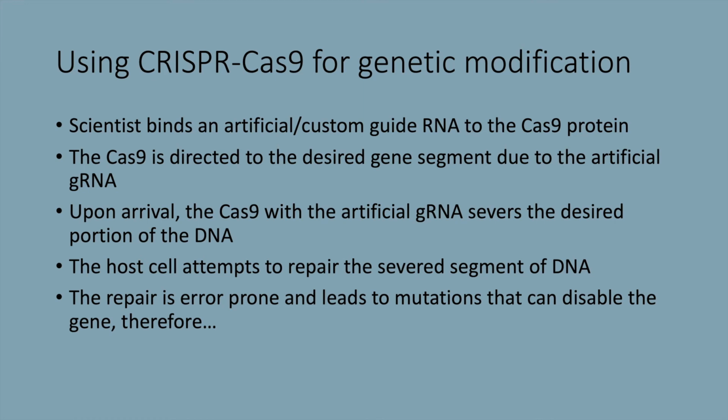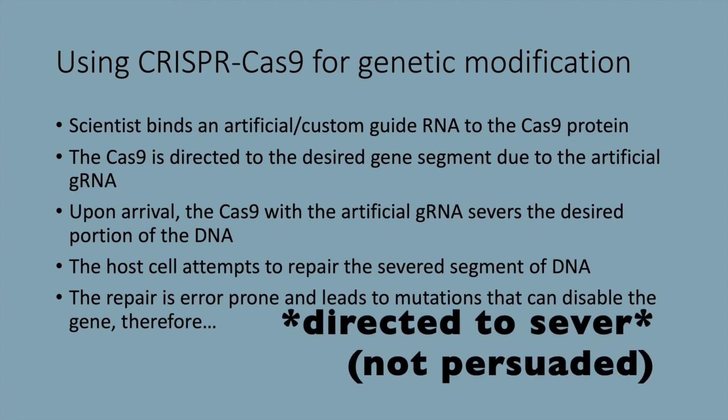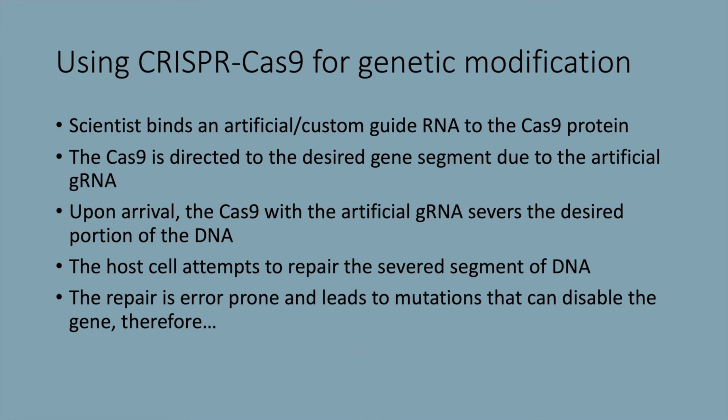What this does is that the host cell actually attempts to repair the severed segment of DNA. This doesn't happen with the defense mechanism because the host cell is actually stopping the viral DNA. So they don't really need to repair anything in the defense mechanism. But for the genetic modification, the host cell attempts to repair the severed segment of DNA because it's artificially persuaded, in a way. So the cell's automatic repair of the severed segment of DNA is actually very error prone and leads to mutations that can disable the gene.